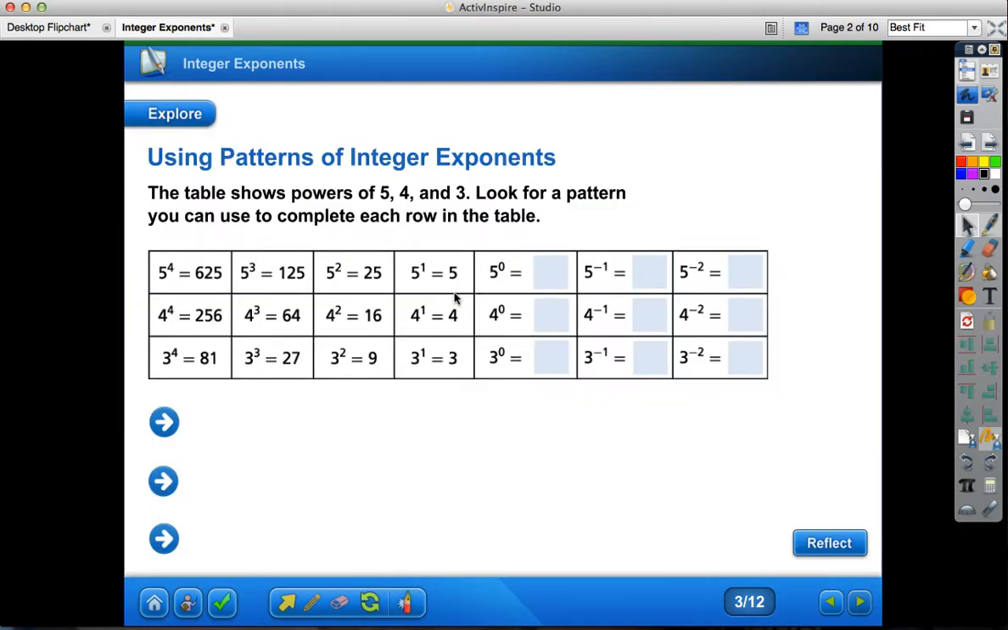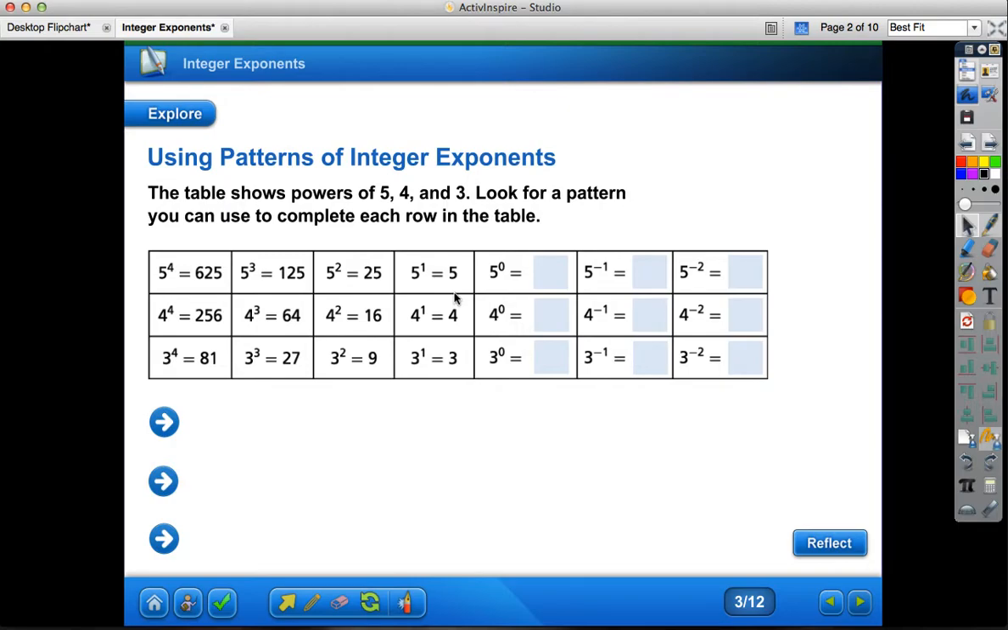So the first thing we're going to look at is using patterns of integer exponents. If you take a look at the table, I want you to see if you can find a pattern that you can see in each row. If you want to take a minute, pause, and see if you can find a pattern. When we come back, we can talk about it.